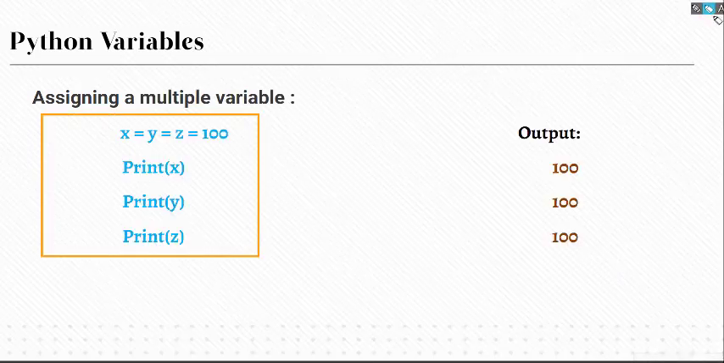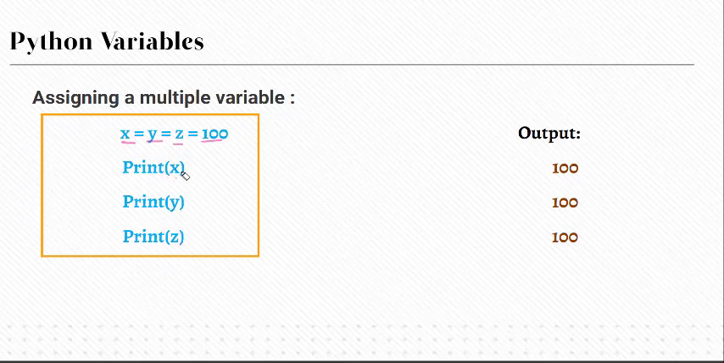Now let's see one example for multiple variable assignment. Here x equal to y equal to z equal to 100. So here we have three variables x, y and z. All three variables are assigned 100 as a common integer. Now individually print the single variables: print of x, print of y and print of z.